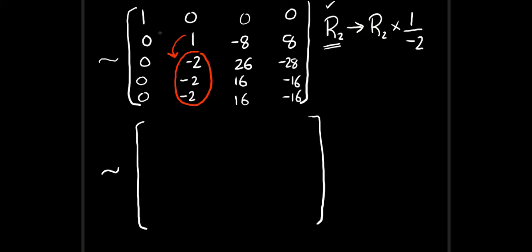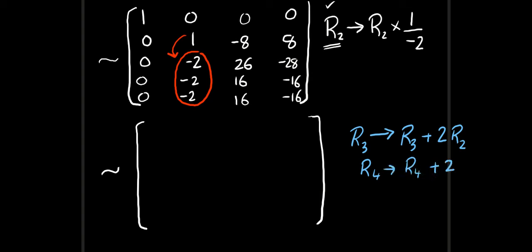So what we do next is we have to make all these numbers into zeros. So I'll write the operations. R3, my target elements are in the third row, the fourth row, and the fifth row. So R3 changes to R3 plus 2 R2, and R4 changes to R4 plus 2 R2, and R5 changes to R5 plus 2 R2.